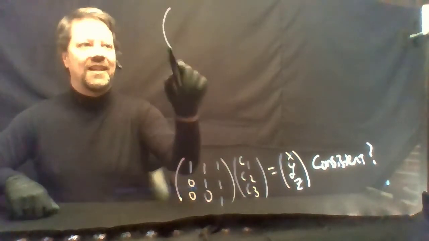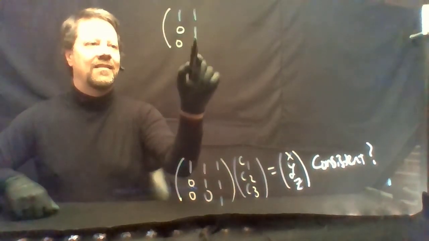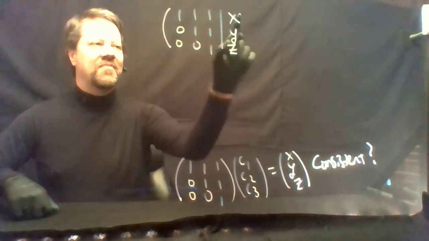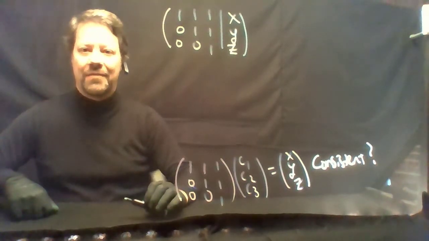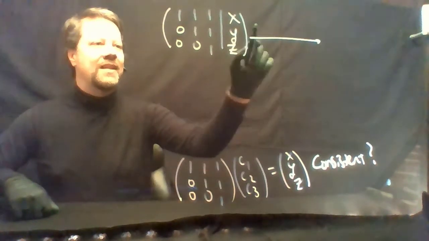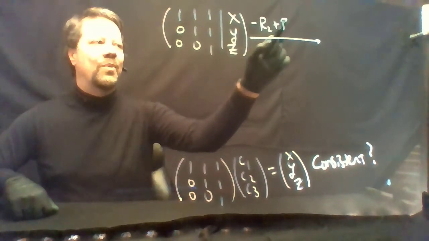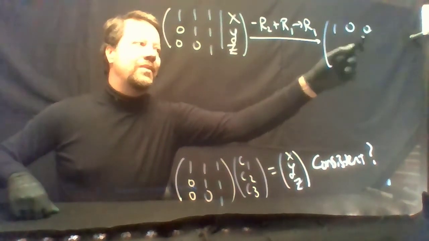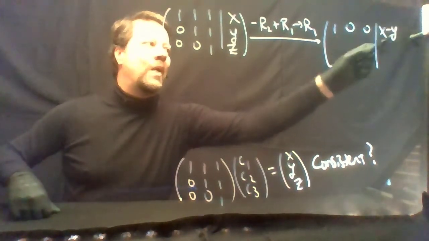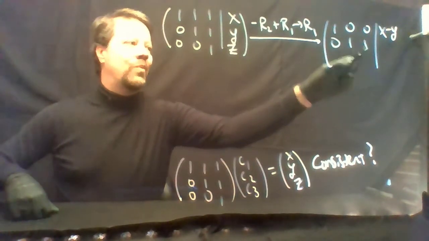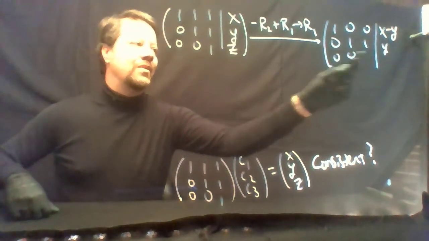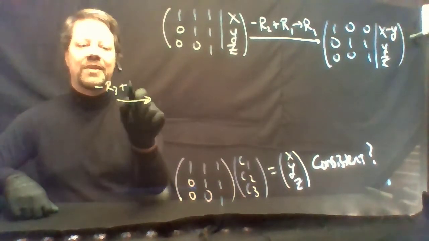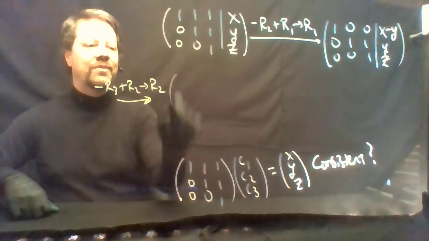To check for consistency, let's construct an augmented array and find the reduced row echelon form. First, let's take negative row 2 and add to row 1, yielding a new row 1. That gives 1, 0, 0, and then x minus y. We'll still have 0, 1, 1, y, and 0, 0, 1, z. Now we'll take negative row 3 plus row 2, which yields a new row 2.